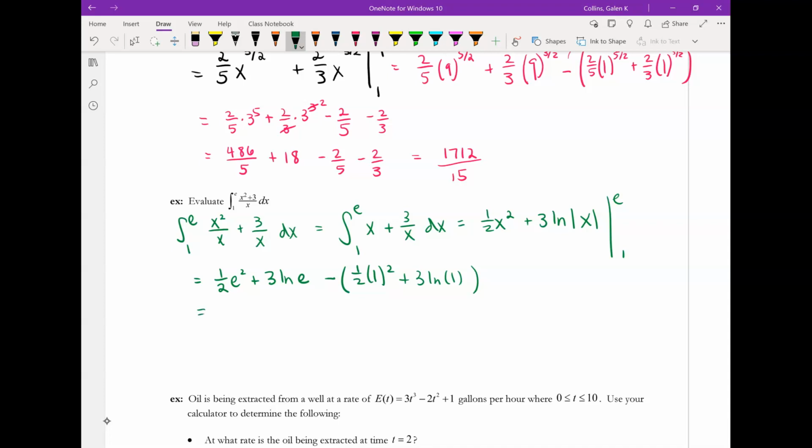All right, so we have 1/2 e squared. The natural log of e is just 1, so this is like 3 times 1. So that's just plus 3. And then minus 1/2. And then minus 3 times the natural log of 1. But the natural log of 1 is 0. So it's like minus 0. All right, so we end up with 1/2 e squared plus 5/2, or if we wanted to, we could write that as e squared plus 5 over 2.